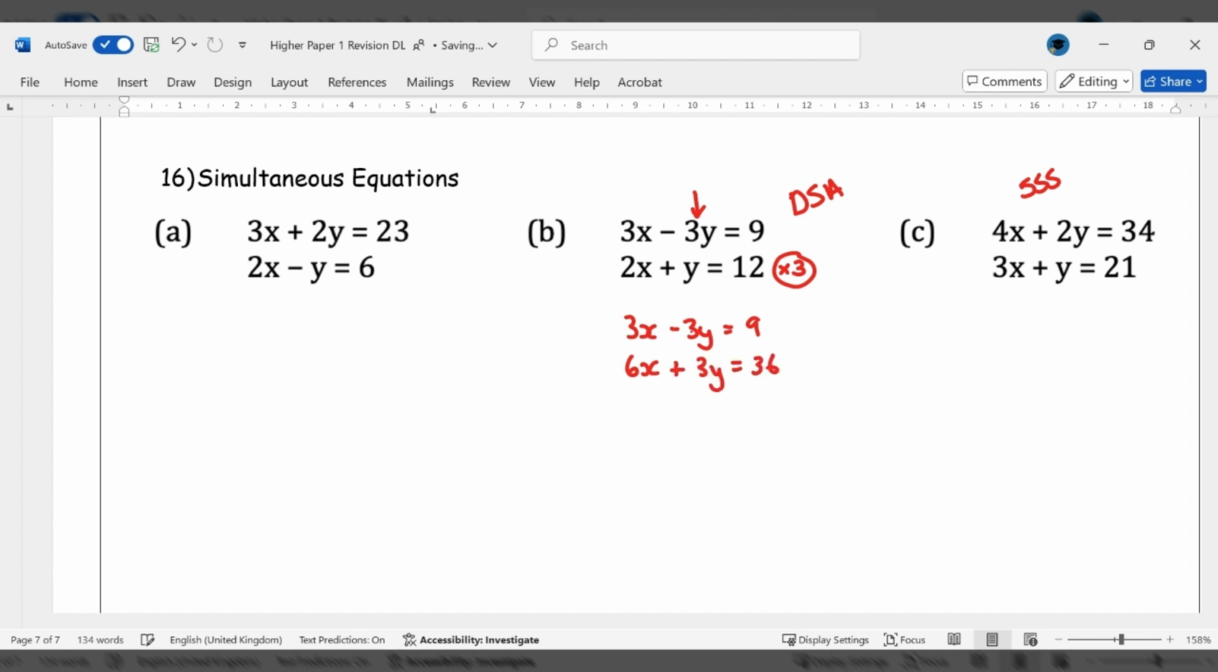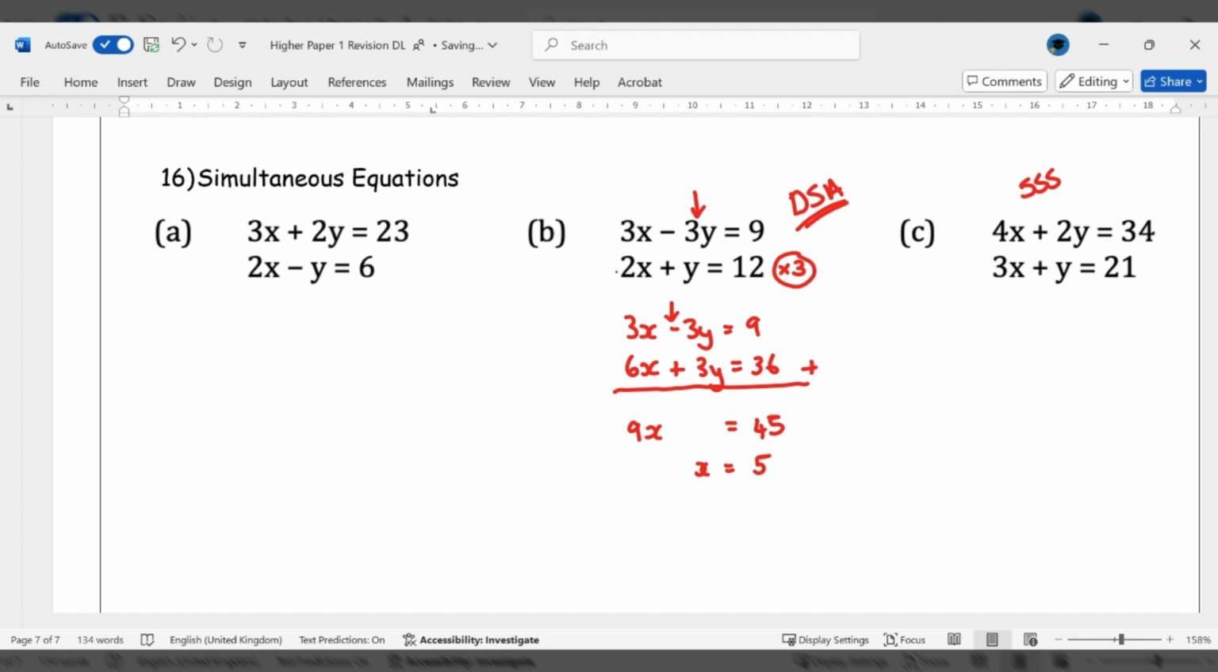Now that they're the same, I look here at the symbols. They are different symbols, different signs. So we're going to add these together. 9x, the y's eliminate each other, equals, and add those together as well. So x equals 45 divided by 9, which is 5.